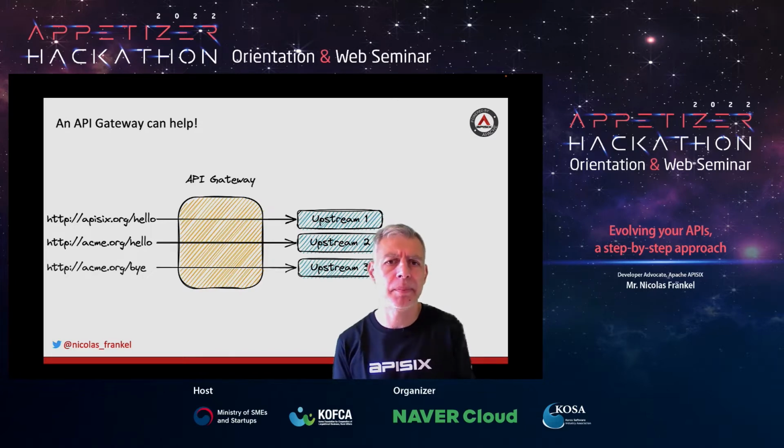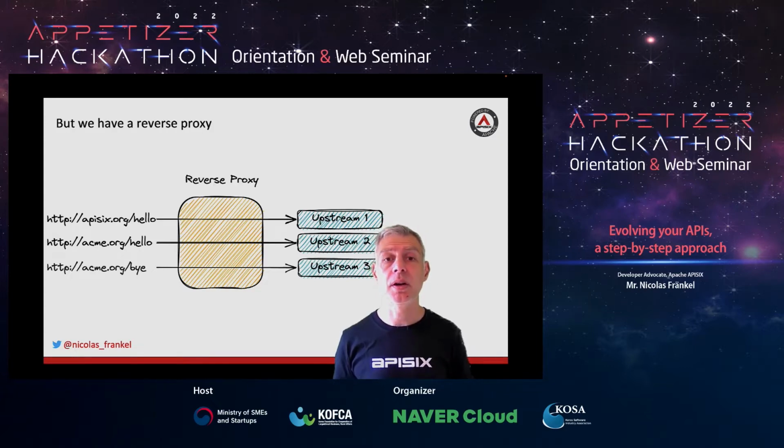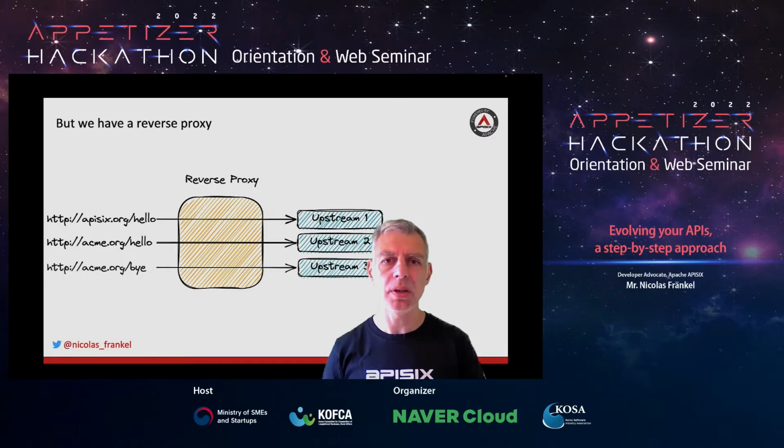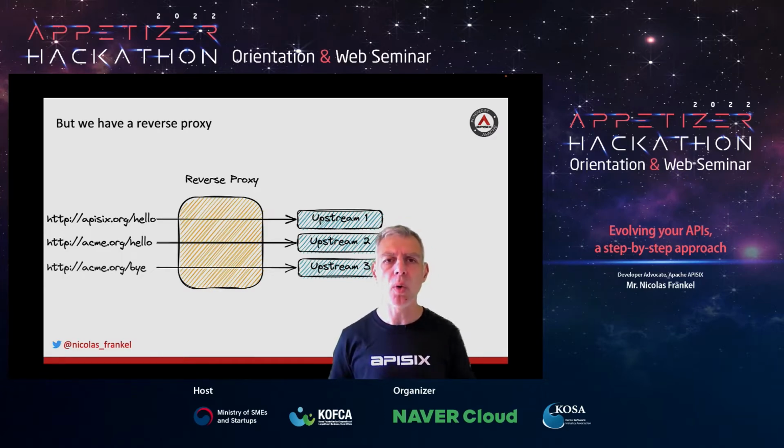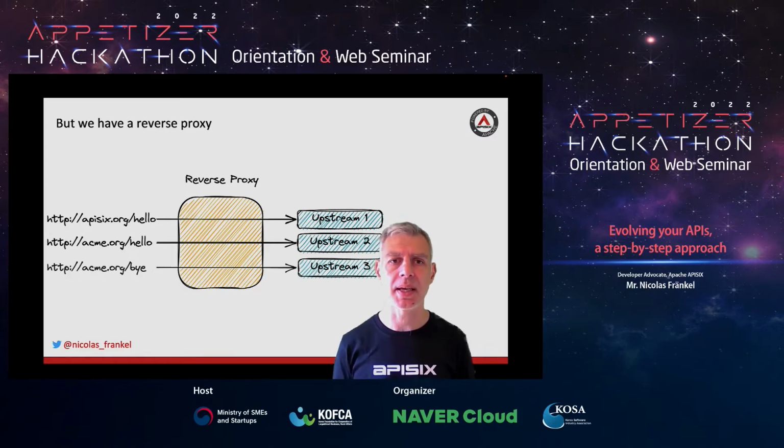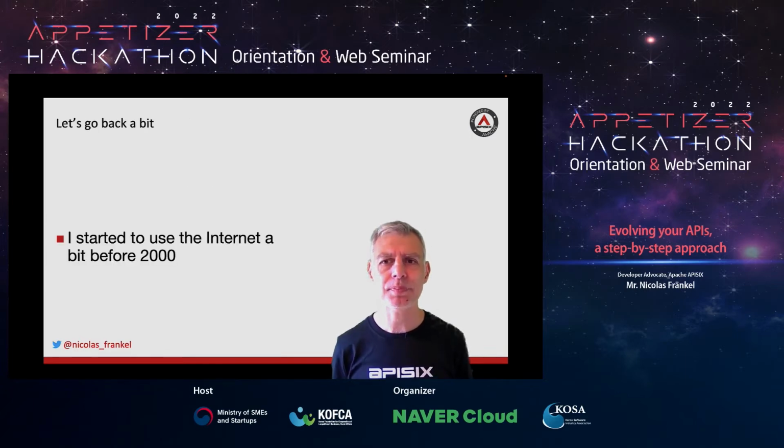And probably you are asking yourself the question, hey, but we have something here between the clients and our application, but we don't call it an API gateway. We call it a reverse proxy. And yes, I think that nearly 100% of all organizations in the world have a reverse proxy and not an API gateway. So let's stop a bit and think about what's the difference and what are the roles.